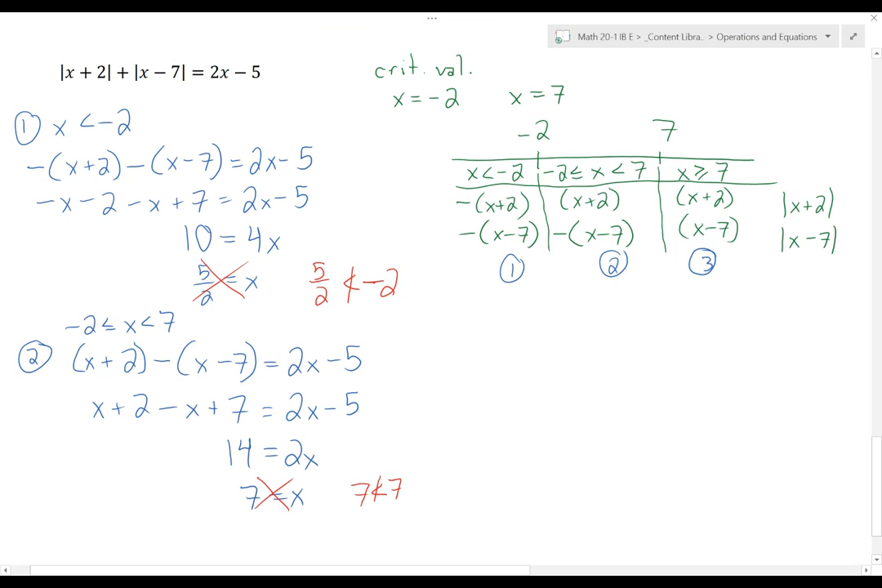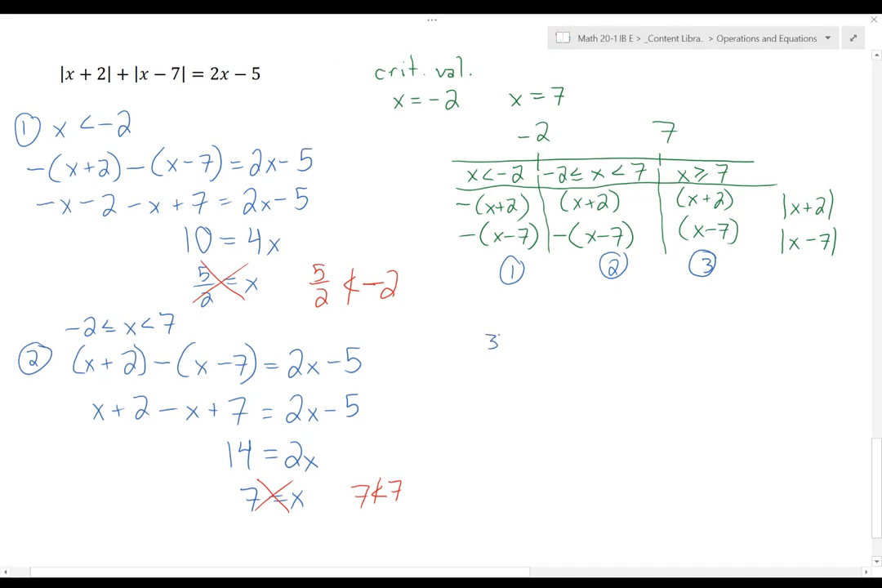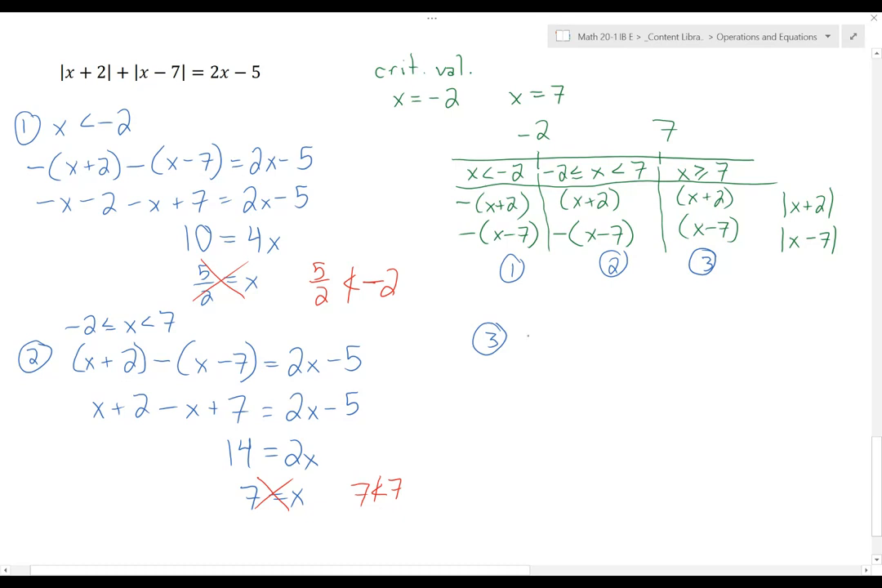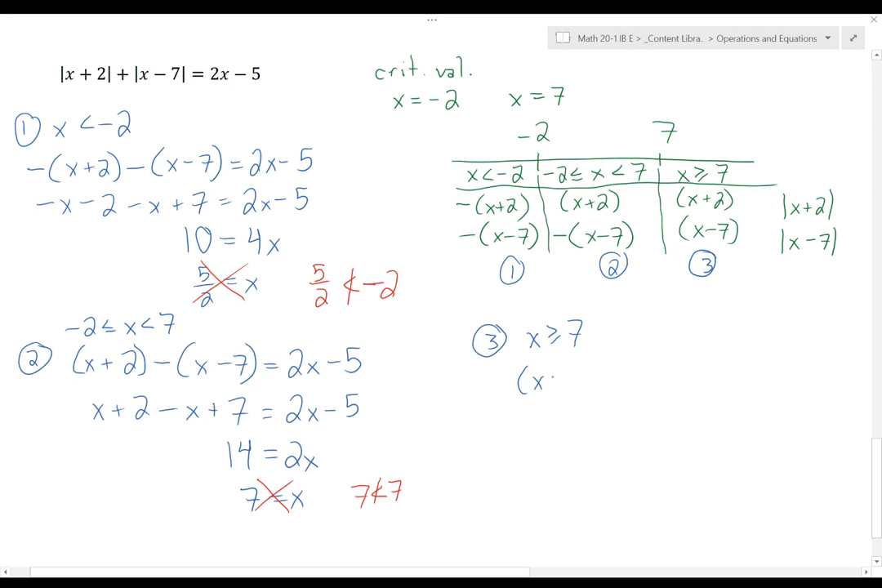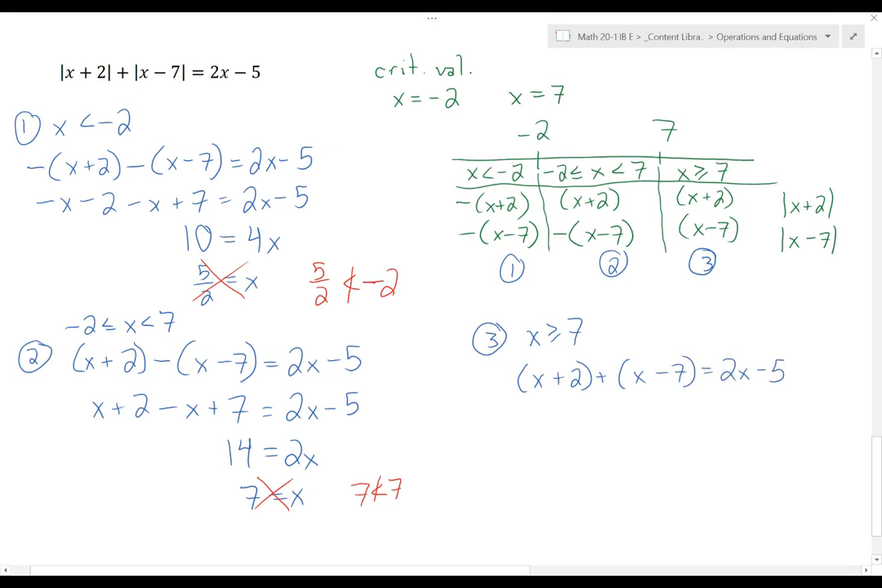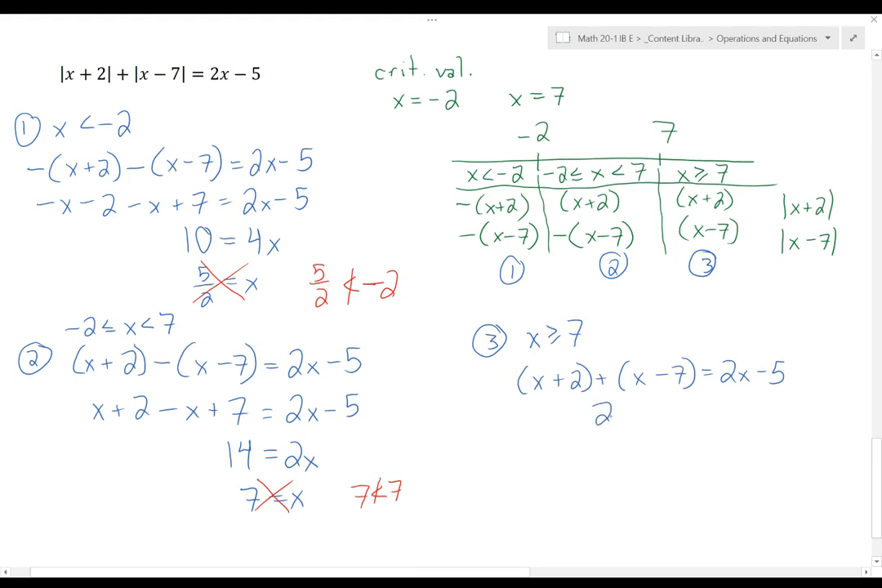So whether I chose to include it here or in the next one isn't really going to make a difference, which we shall see when we now solve this equation for values of x greater than or equal to 7. In this region, they're both positive, so I just have x plus 2 plus x minus 7 equals 2x minus 5. But I don't just get a nice neat x equals 7. Sometimes that is what will happen. But this is a little more complicated than that because here when I simplify, I get 2x minus 5 equals 2x minus 5. Well, that's true.